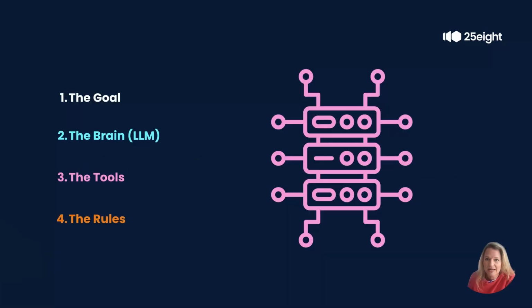So how do AI agents work? The goal is set by you. This is what you want to be done. It could be that you want to generate reports or book appointments. Automation tools follow instructions, whereas AI agents interpret the goal.